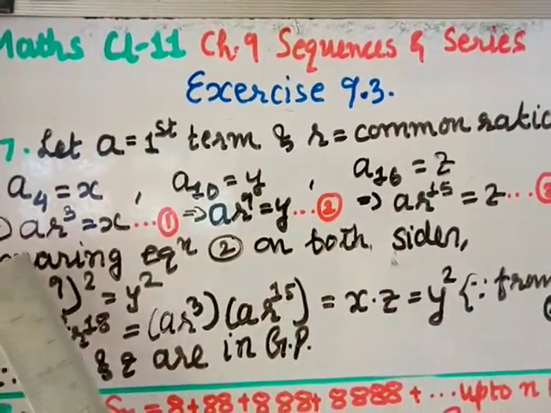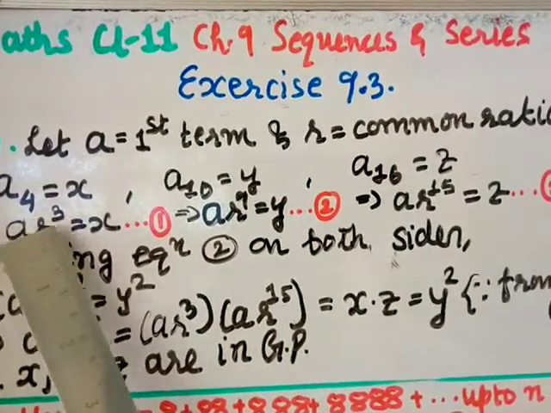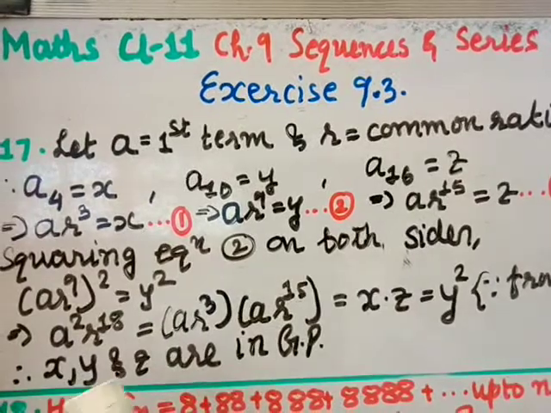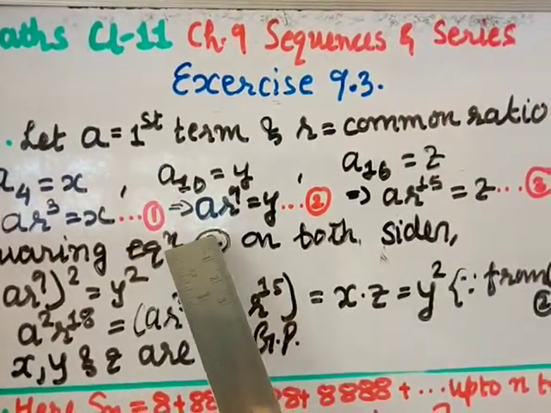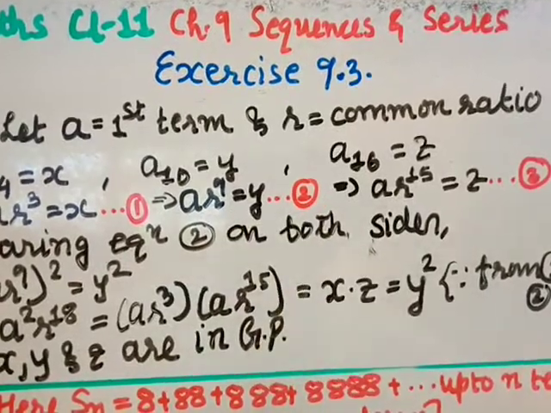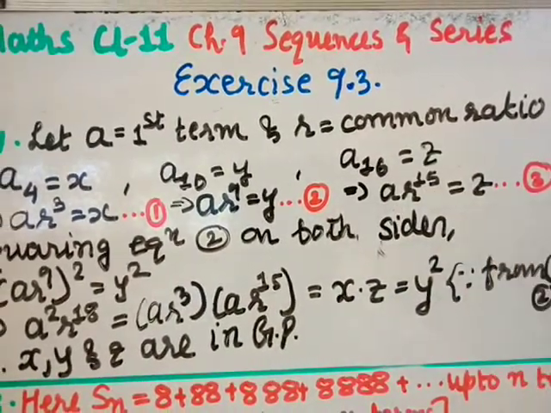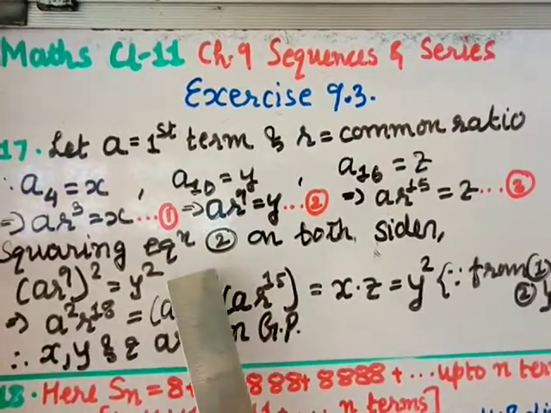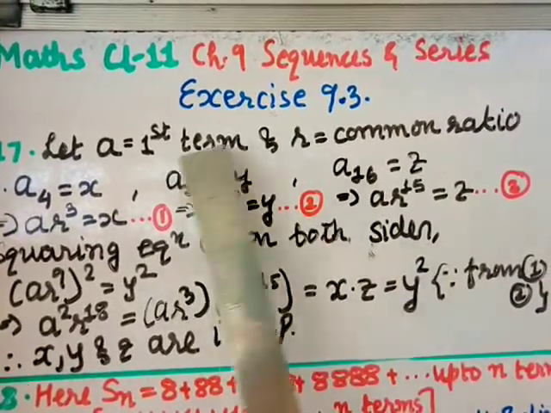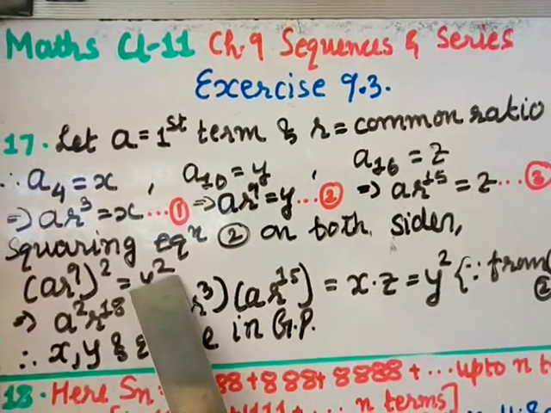Now the 4th term, by formula, is a into r power 4 minus 1, so r power 3, equal to x, called equation 1. The 10th term will be a into r power 10 minus 1, that is 9, equal to y, called equation 2. The 16th term is a into r power 15 equal to z, called equation 3. Squaring equation 2 on both sides, we get a into r power 9, whole square, equal to y square.